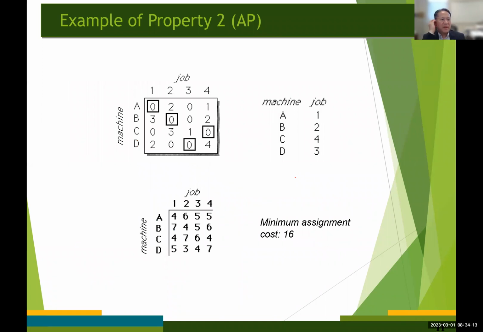Okay, after the row reduction and column reduction, if you examine the resulting cost matrix, then actually we can find a zero cost assignment, the assignment with a total cost equal to 0. Okay, that is what is called zero cost assignment.